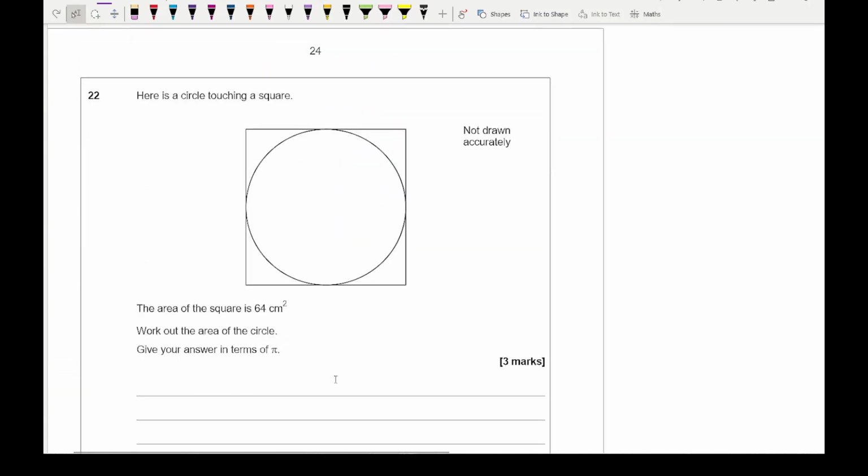Moving on to question 22, it says here is a circle touching a square. The area of the square is 64 square centimeters. Work out the area of the circle and give your answer in terms of pi. So if the area of the square is 64, then the length of the square must be 8, since the square root of 64 equals 8. So this distance here is 8.